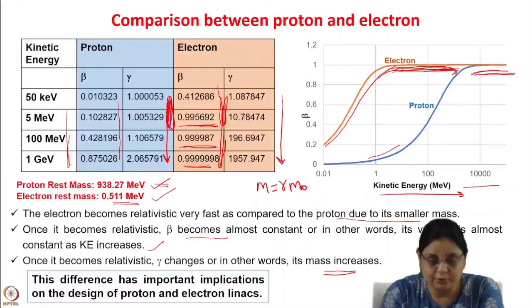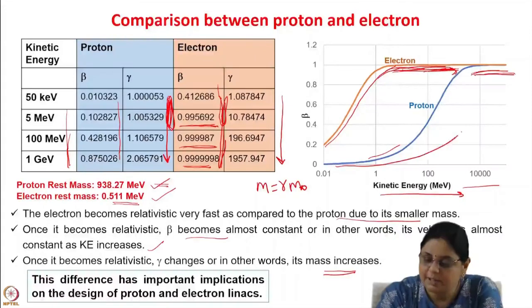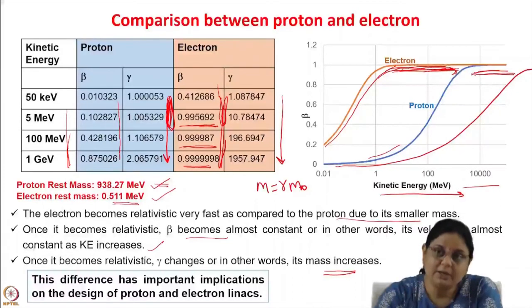Okay, so these differences between the proton and electron have important implications in the design of the linacs for both proton and electron, or you can say electron and heavy ion. For heavy ion, this curve will be maybe something like this, depending on what charged particle you are accelerating. As we learn about acceleration using RF fields, we'll come back to this and see how the acceleration for electrons and protons or ions are different.